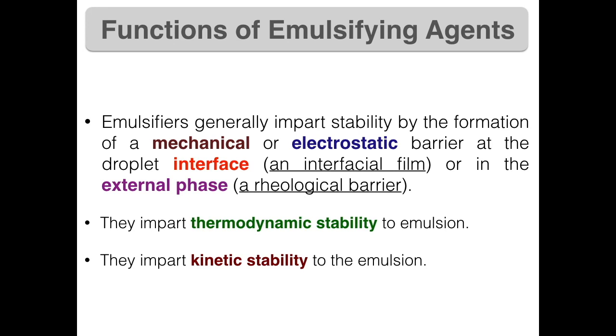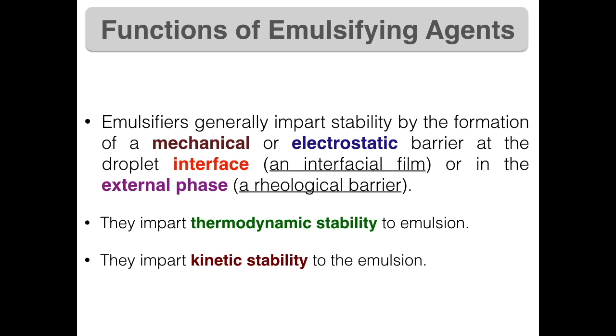Emulsifiers generally impart stability by the formation of a mechanical or electrostatic barrier at the droplet interface in the form of an interfacial film, or in the external phase, where they work as a rheological barrier. Actually, the ultimate goal of emulsifiers is to prevent coalescence of the emulsified phases. In this way, they help to stabilize the emulsion. In some cases, the interfacial film formed around the dispersed phase globules works as a mechanical barrier and sometimes as an electrostatic barrier to inhibit the process of coalescence.